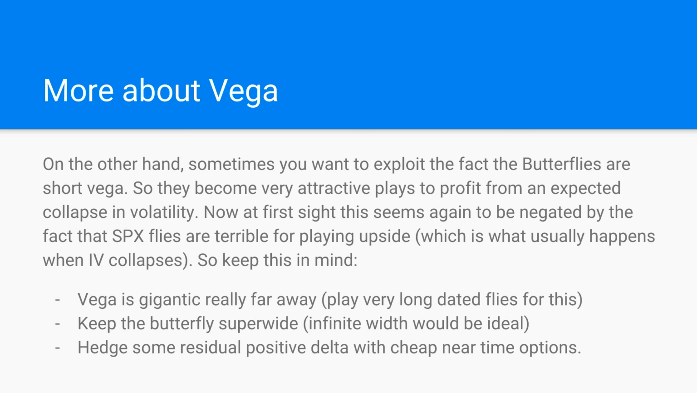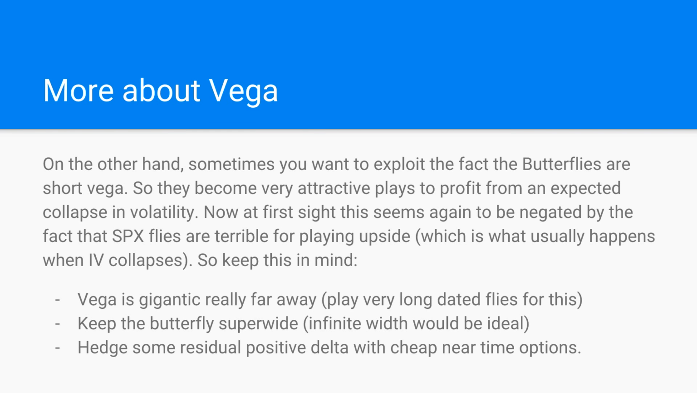Infinite width, by the way, for you guys that are curious enough, a butterfly with infinite width is basically a straddle. It's when there are no wings. You just remove the wings of the butterfly, you are left with a straddle, and that's what you want. But I don't want a straddle because it's unlimited risk. But yes, it's like 100 points, 200 points, or something like that. Some gigantic width and really far away. Then you are actually playing on Vega.